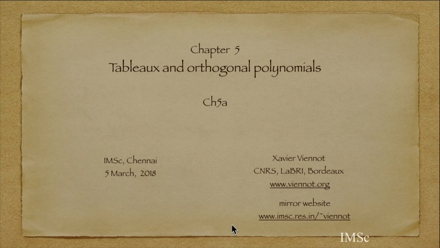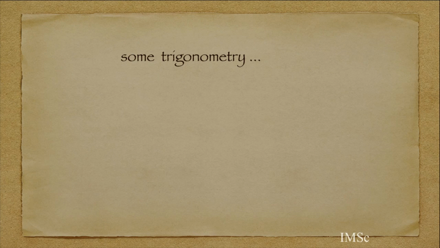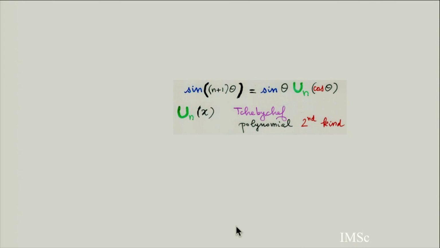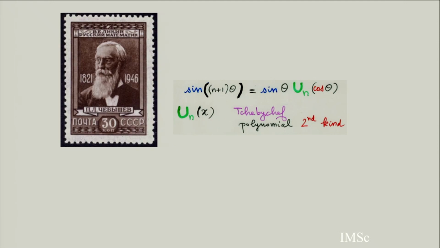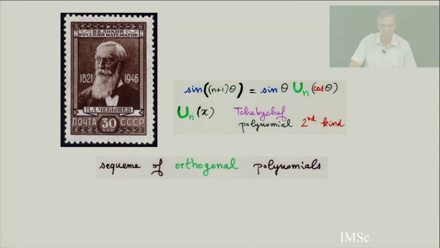So first, I suppose you know nothing about orthogonal polynomial, and we start from scratch about orthogonal polynomial and the relationship with combinatorics. So I start with some trigonometry. Everybody knows in elementary school that you can express sinus of (n+1)theta in terms of sinus theta and a polynomial in cosine theta. And this polynomial is a well-known Chebyshev polynomial, and it's a sequence of orthogonal polynomial.